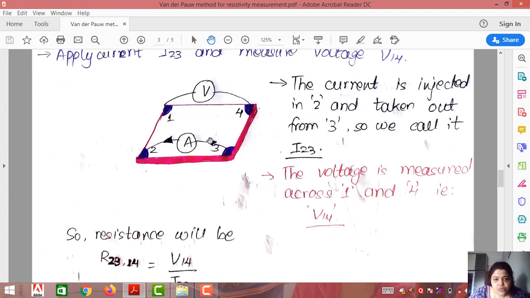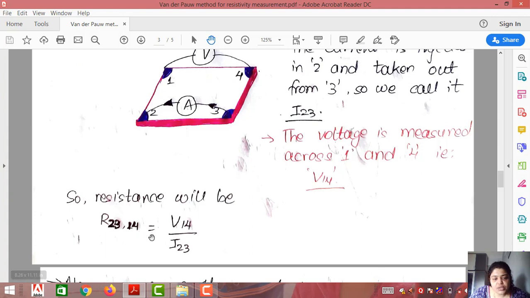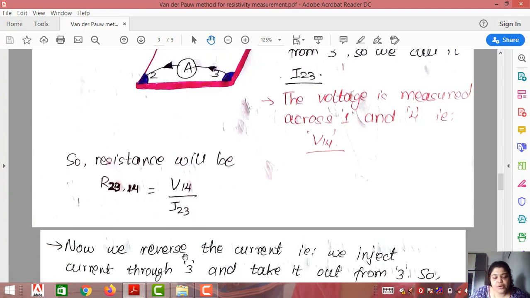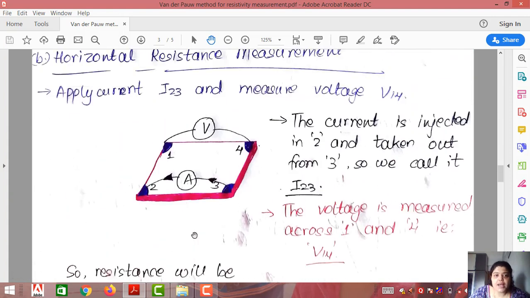In this case, what will be the resistance? R23,14 will be V14 upon I23. And now again, similar to the vertical measurement, the current is reversed. So now what is done? In the second part, current is injected through contact 3 and taken out from contact 2. That current we will label as I32 and the voltage we will write as V41.